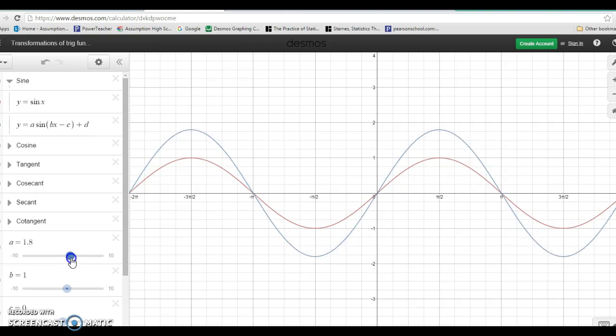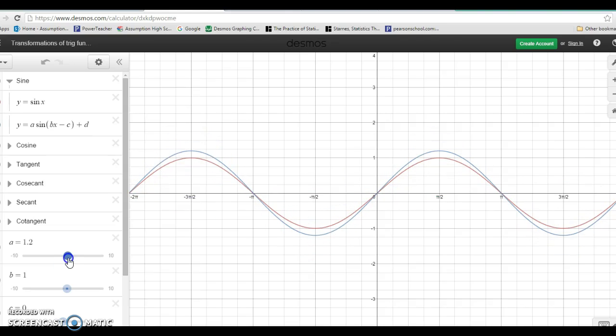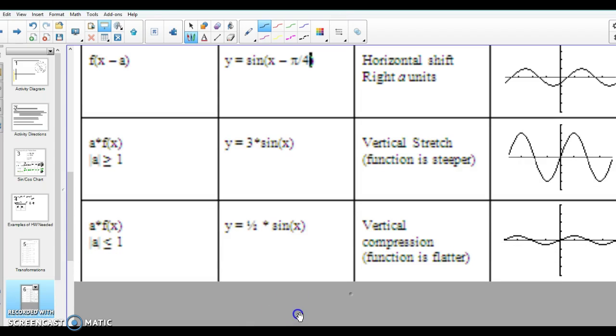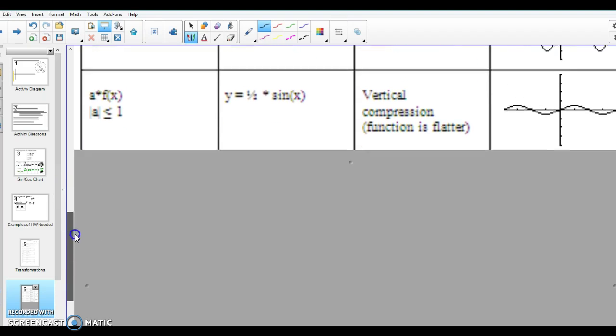Okay, then move a back to 1. There we go. And so that takes care of the next couple. 3 would be a vertical stretch. 1/2 would be a vertical compression.